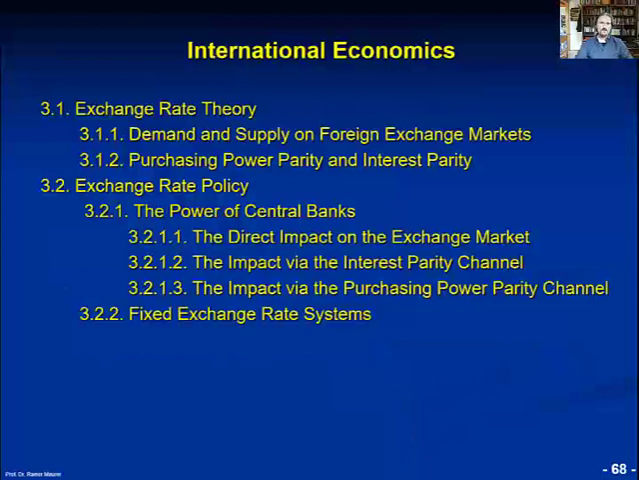So much for this lesson. In the next lesson we will see how central banks can use their power to fix their exchange rates within a system of fixed exchange rates.